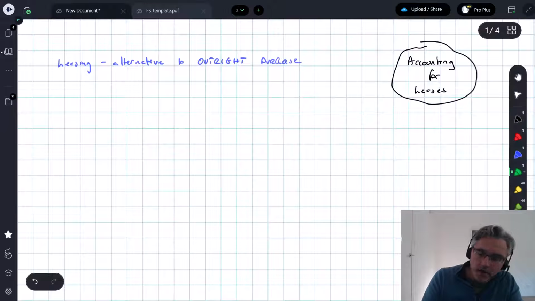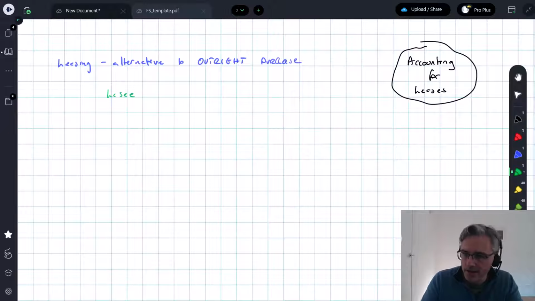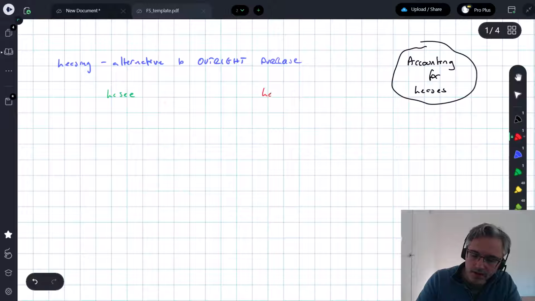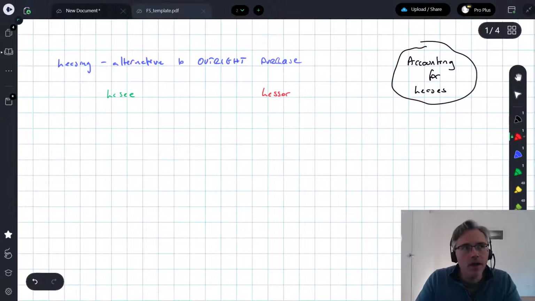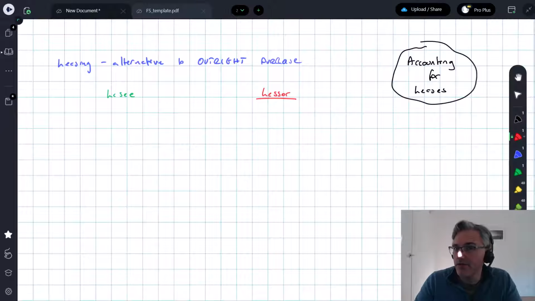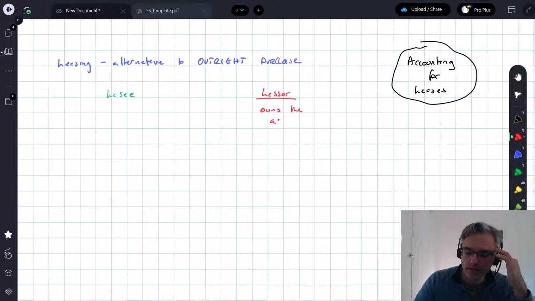So in a transaction like this, you're always going to have somebody described as the lessee and the so-called lessor. And you need to know these terms because you may be asked to answer a question on the accounting treatment by one or the other, and these treatments do vary quite significantly. So the lessor is the legal owner of an asset. This is the party that owns the asset.